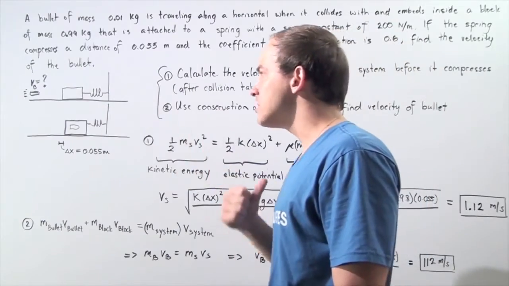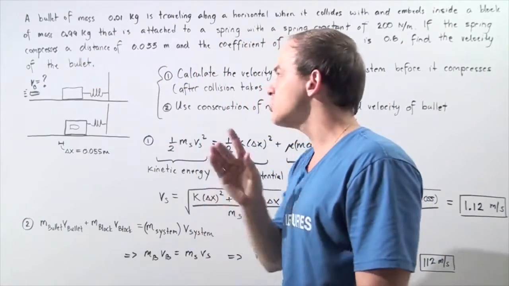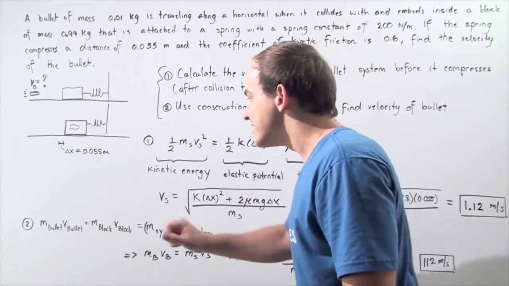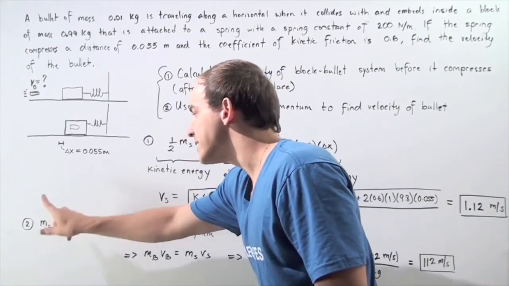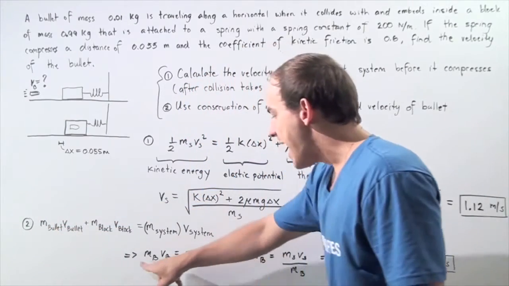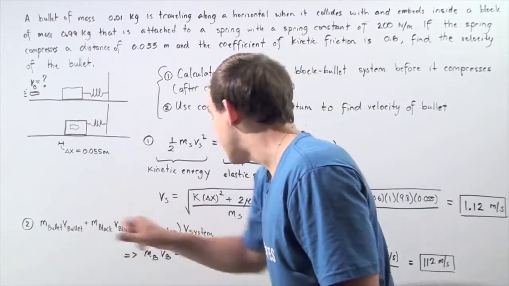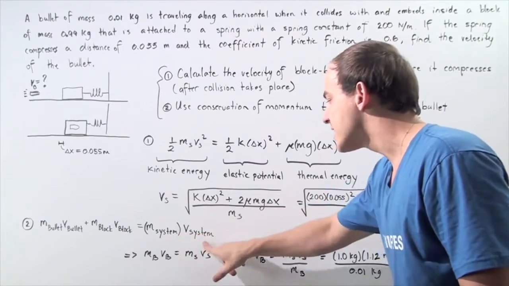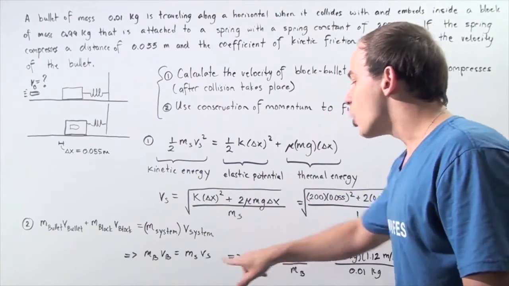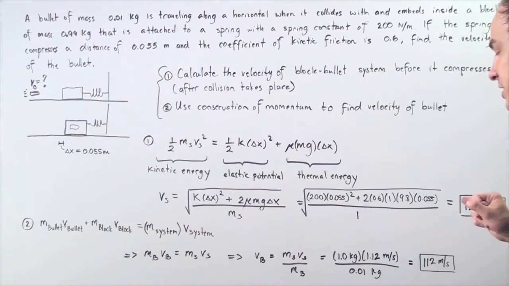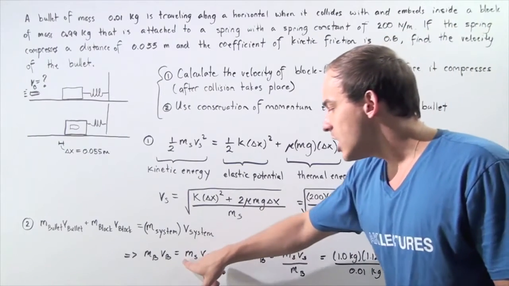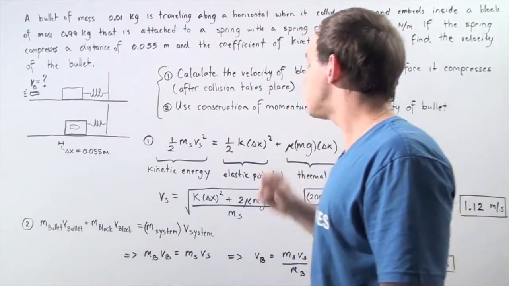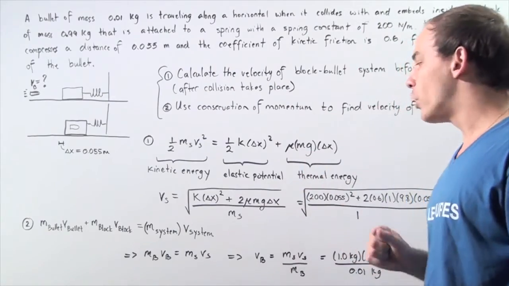Now notice, before the collision takes place, the block is stationary, so its velocity is 0, so this cancels out. And we're left with simply mass of the bullet times velocity of the bullet, mBvB, which is equal to mass of the system, ms, multiplied by velocity of our system. We know what Vs is. We just found it to be 1.12 meters per second. We know that ms is 1 kilogram. It's the sum of these two objects, 0.01 and 0.99.